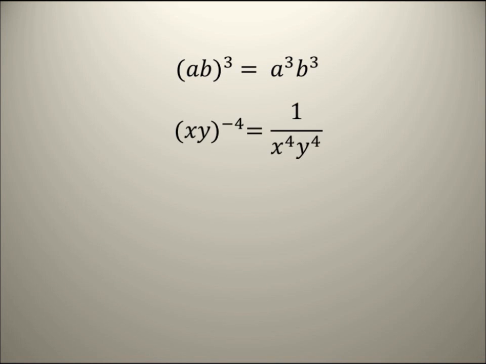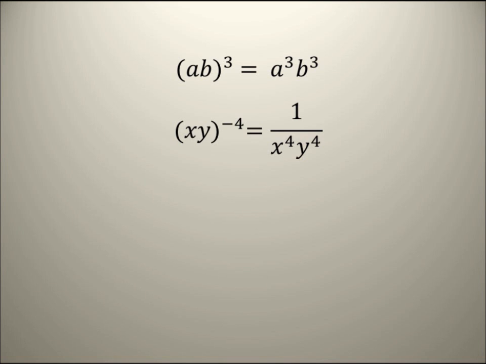Just as we've been doing, let's take a look at these examples and see if we can come up with some sort of pattern. You can see that whenever you have variables multiplied together, surrounded by parentheses, and then raised to a power, all that happens is this power distributes towards each individual variable.